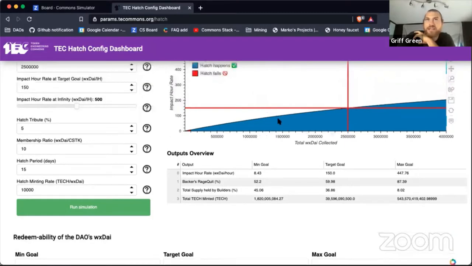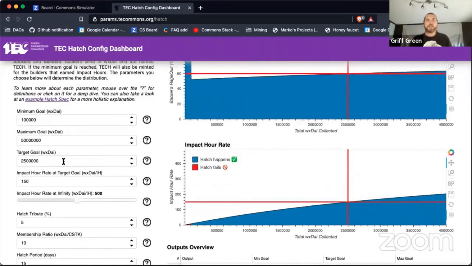this line is basically a curve with an asymptote. To describe this line and to move it, you pick a point on the curve. The curve shows the impact hour rate versus the raise amount. The biggest variable in this whole dashboard is how much we're going to raise, and we don't know that. But the cool thing is to align the incentives so that everybody wins if we raise more, right?